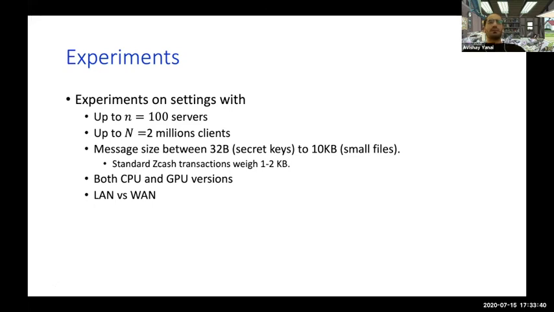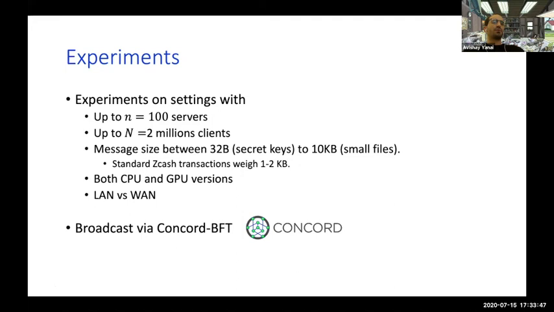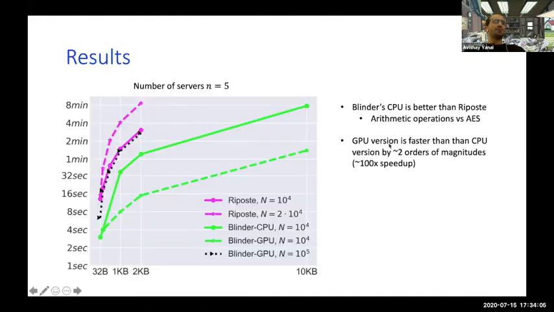Most of the Blinder protocol requires only peer-to-peer communication between the parties, but there are some parts that require secure broadcast. And for those parts, we used the open source Concord BFT protocol to achieve secure broadcast. So let me show you two examples of our results.